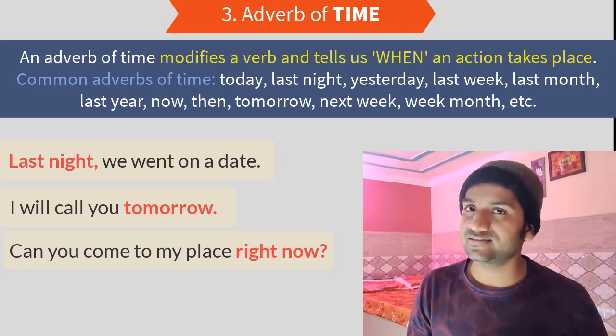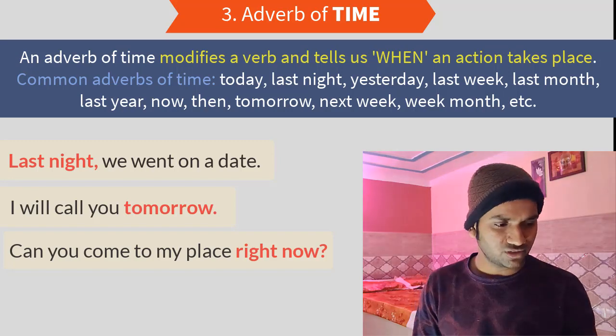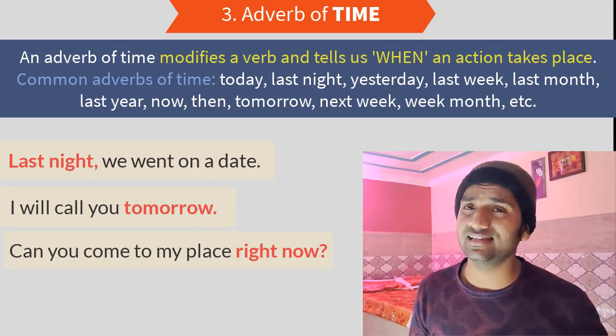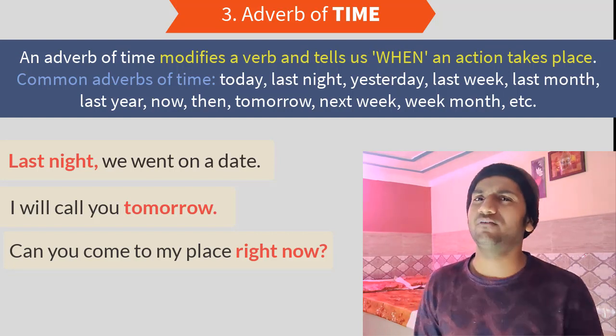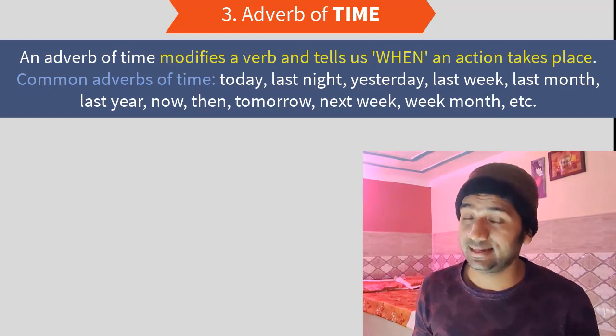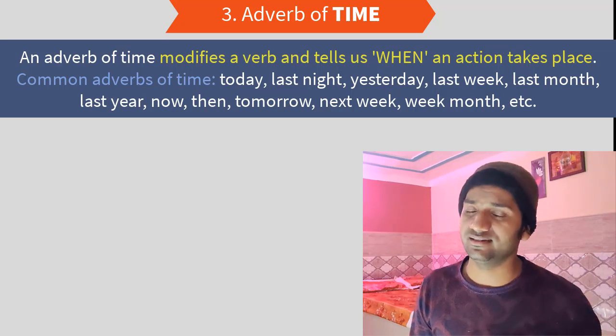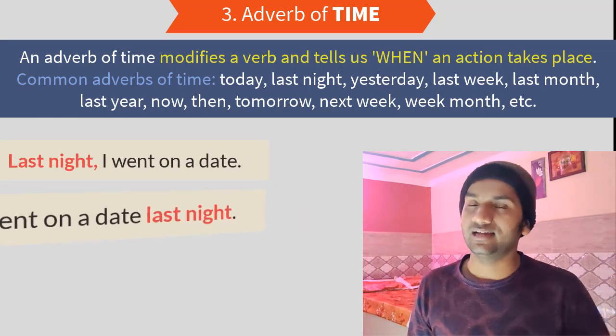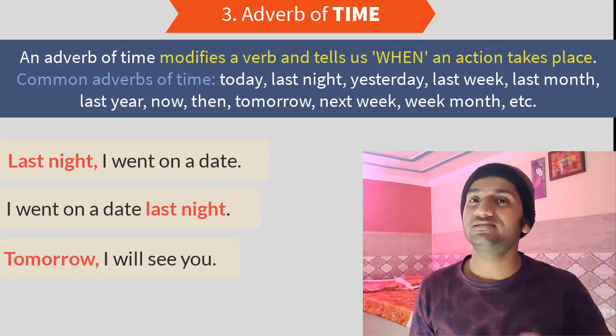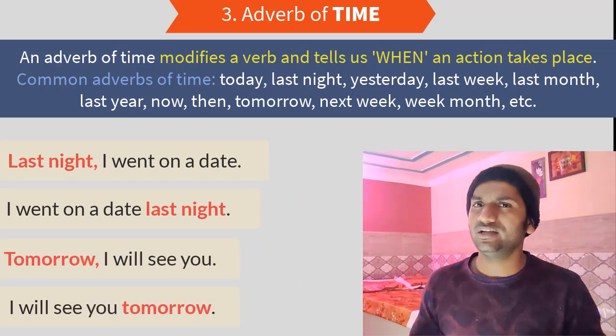And where do we place them in a sentence? It can come in the beginning of a sentence. Generally, it comes after the object of a verb, but it can also come in the beginning of the sentence. Last night, I went on a date. I went on a date last night. Tomorrow, I will see you. I will see you tomorrow. Both ways are possible. All right, an adverb of time.